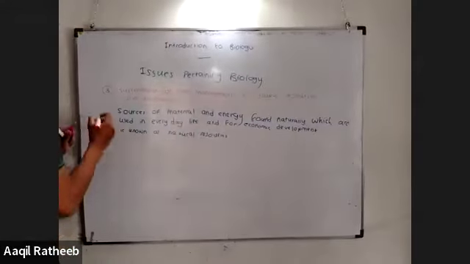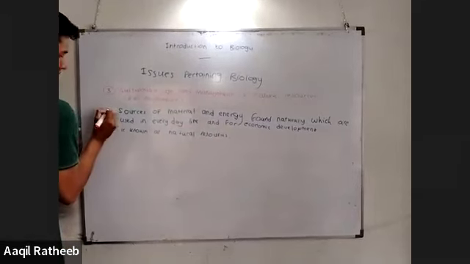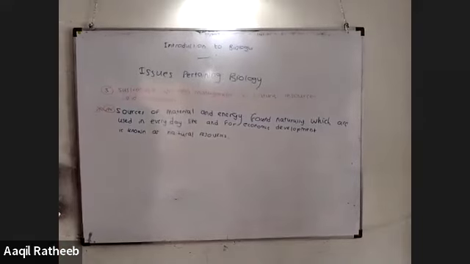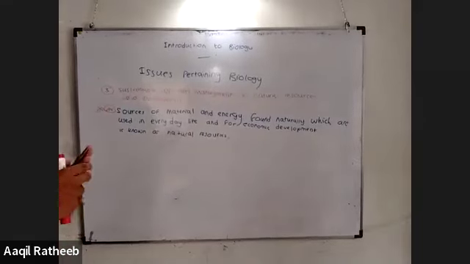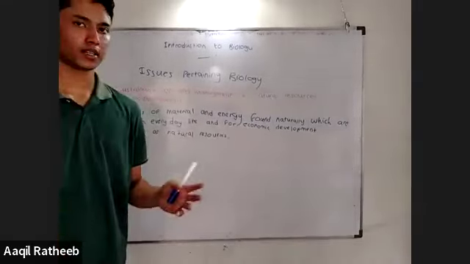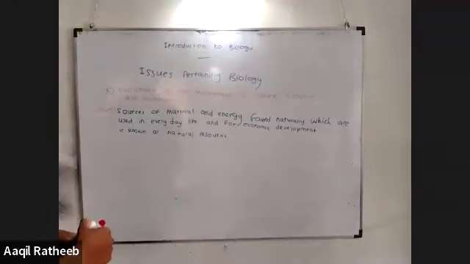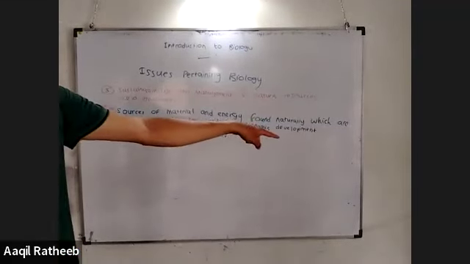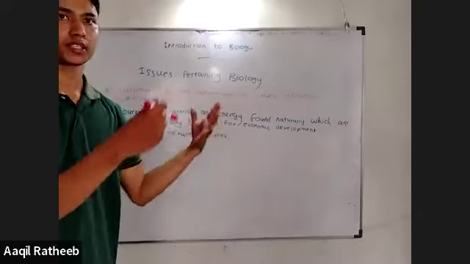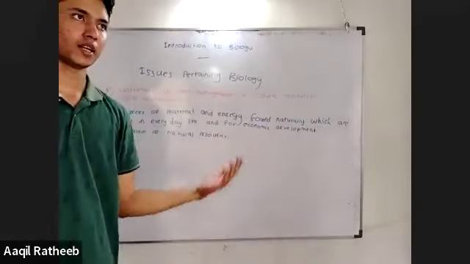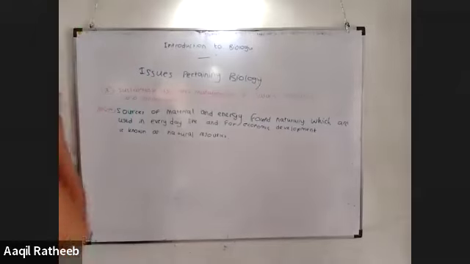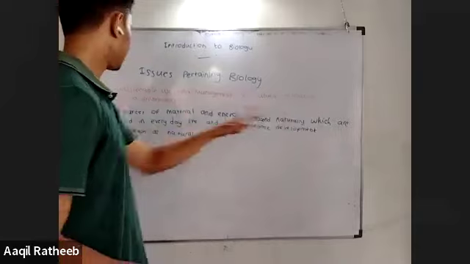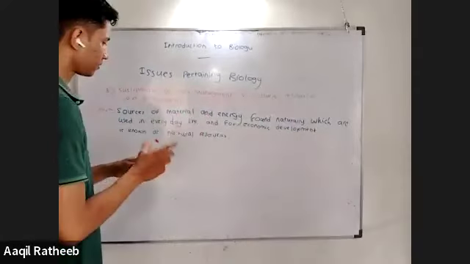So for your A level, you have to memorize as you go. It's not like O levels, where you study two months before the exam, having had nine years. Not like that. You have to study then and there. Sources of material and energy: sources of material means, for example, water. Energy means sunlight. Sources of material and energy found naturally, which are used in everyday life.